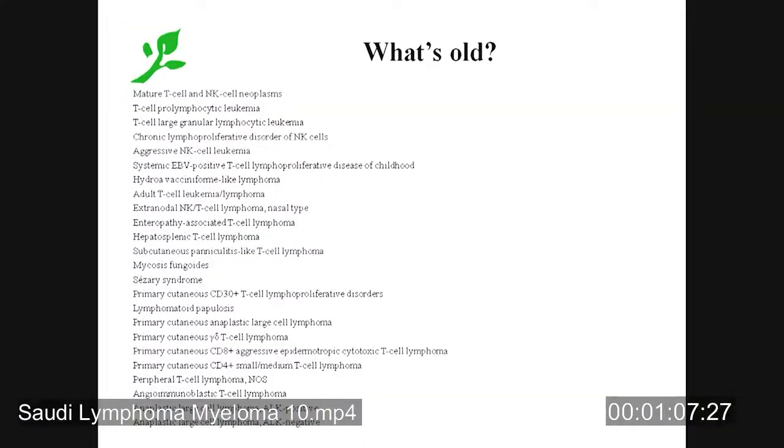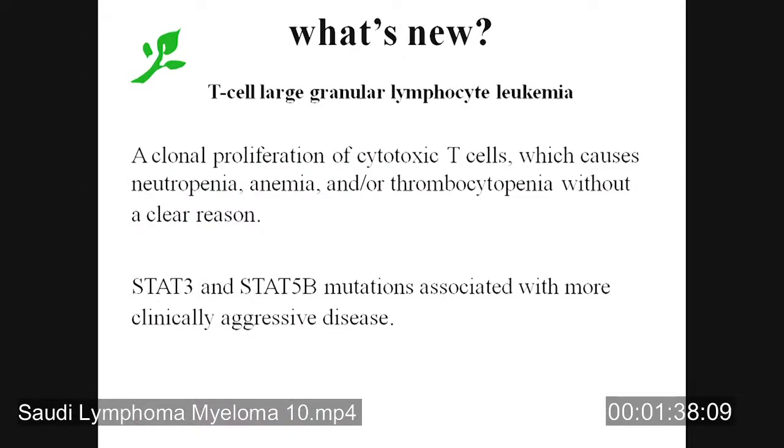This is the previous 2008 classification of T-cell lymphoma and NK cell lymphomas. There have been many changes, including the ones highlighted in red. I'm going to talk about the major things. I'm not going to go into details about what's been added in some information, like in the gamma delta T-cell lymphoma or the peripheral T-cell lymphoma. So what's new in 2016?